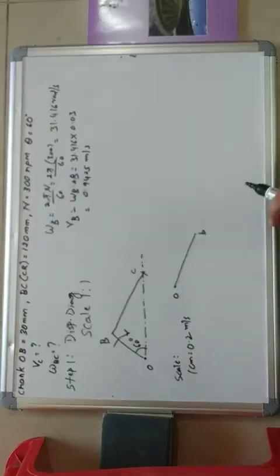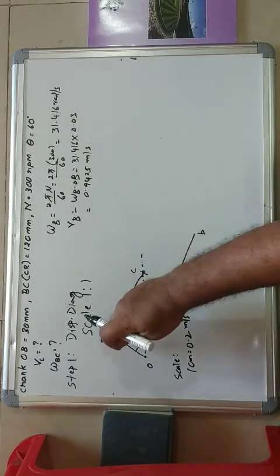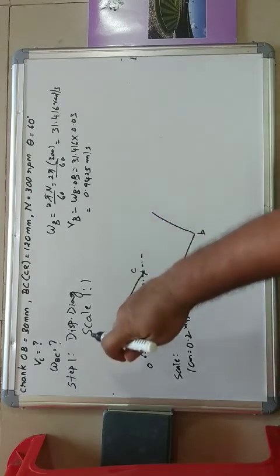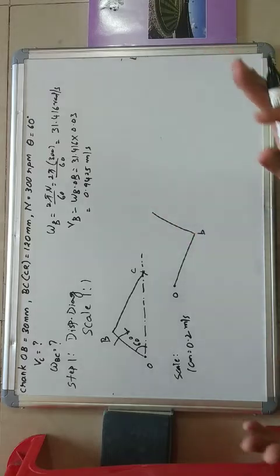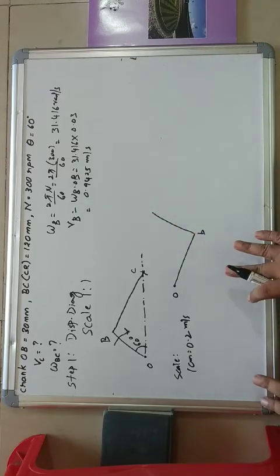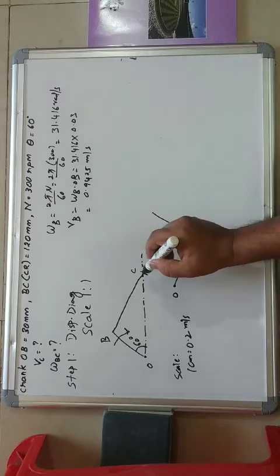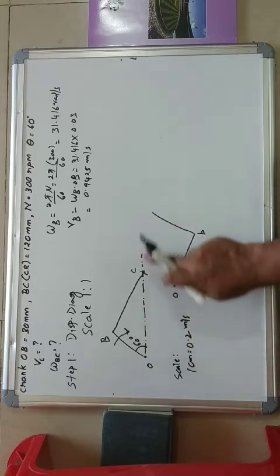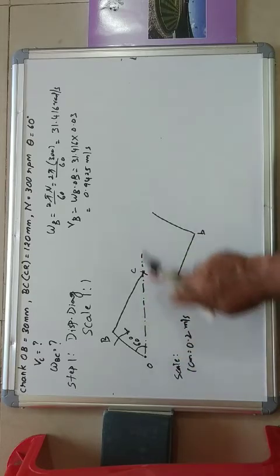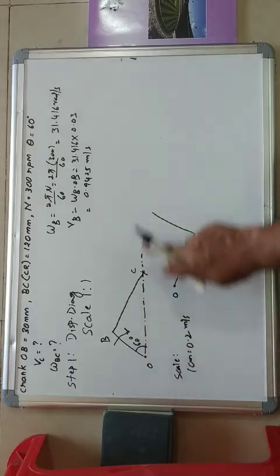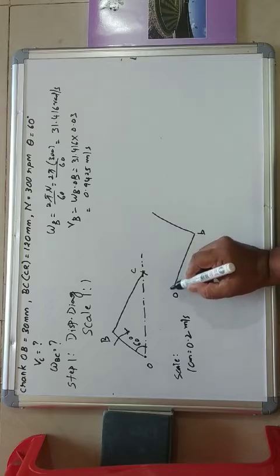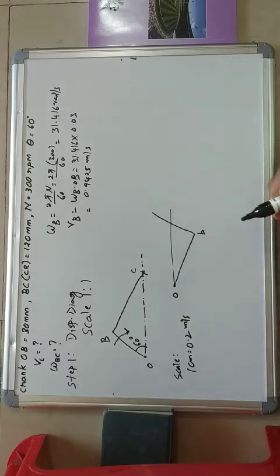Its magnitude is unknown, but direction is known. The direction is perpendicular to the link BC. So from B, you draw a line perpendicular to the link BC. Just leave it as it is. The third one is, now we have to find the point C. You know that the slider is moving in a linear direction, so naturally its velocity is parallel to the direction of motion of the slider. Therefore, from O, you draw a line which is parallel to the link OC.